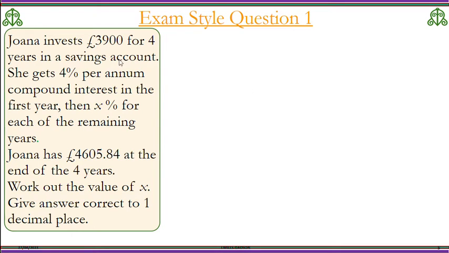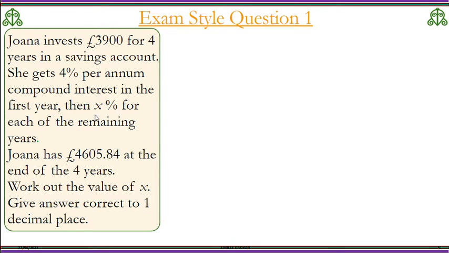Joanna invests £3,900 for 4 years in a savings account. She gets 4% per annum compound interest in the first year, then X% for each of the remaining years. Joanna has £4,605.84 at the end of 4 years. Work out the value of X. Give your answer correct to one decimal place.